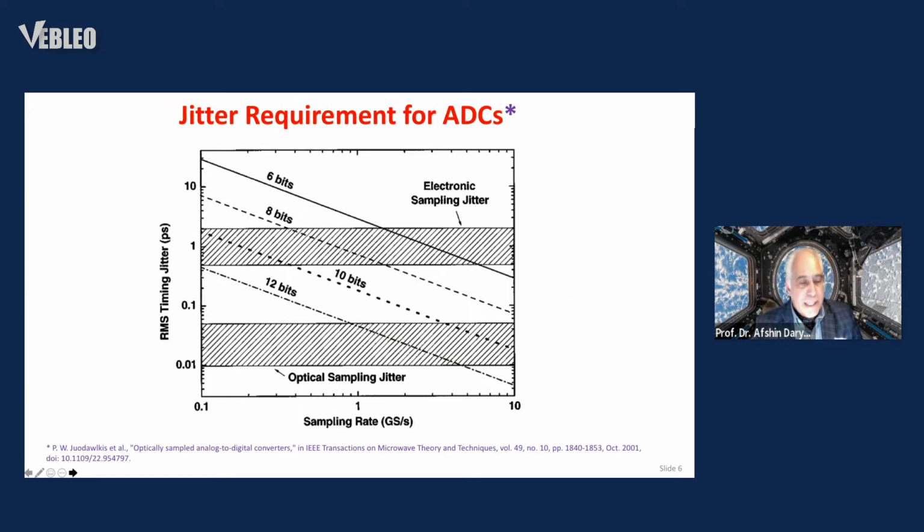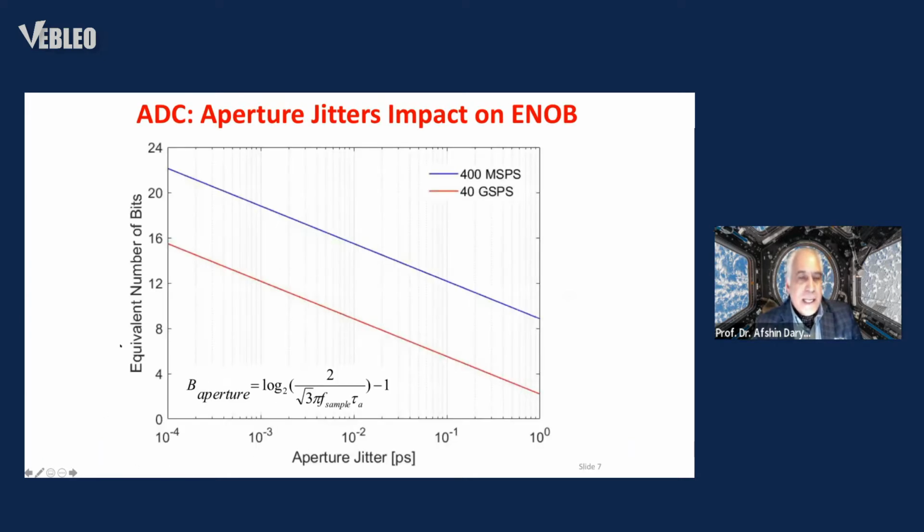So in this respect, when we look at the effective number of bits versus the aperture jitter, you observe that for information that is 200 megahertz of bandwidth, that gives us 400 megasamples per second. With 100 femtosecond, you can achieve as many as 12 effective number of bits. However, when you look at the 40 gigasamples per second for a 20 gigahertz of bandwidth, then you end up with only 6 effective number of bits if you're going to have 100 femtosecond. So you have to push that to the lower aperture jitter.